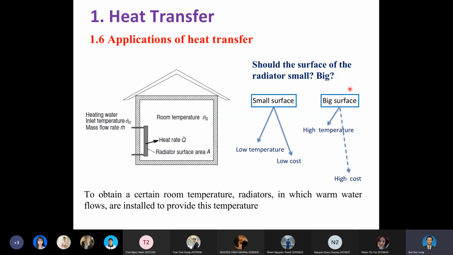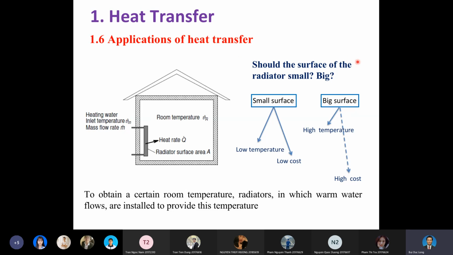So if we want to have a big surface, with more temperature, the exchange of heat between the surface of a radiator and the surrounding environment is faster. Of course this house can be warmed up faster with a big surface of a radiator, but you will also have another side with this big surface. You will have to pay more, because the cost of a big surface will be higher.